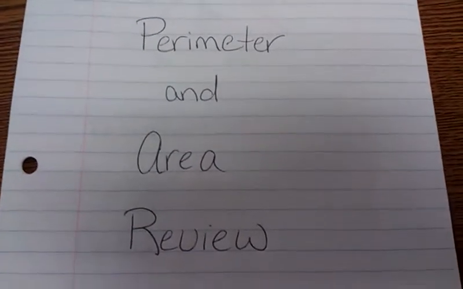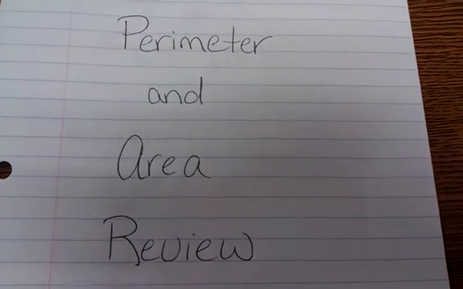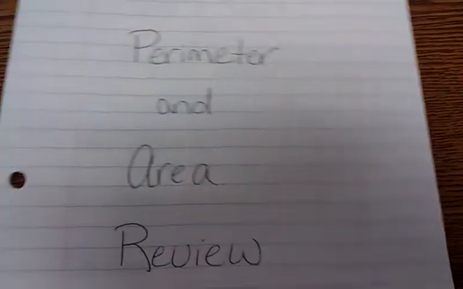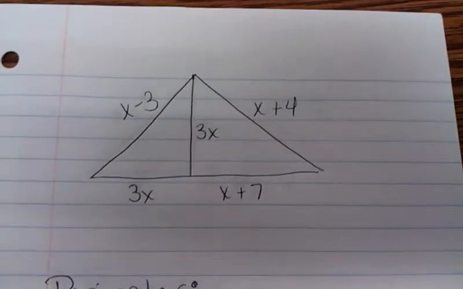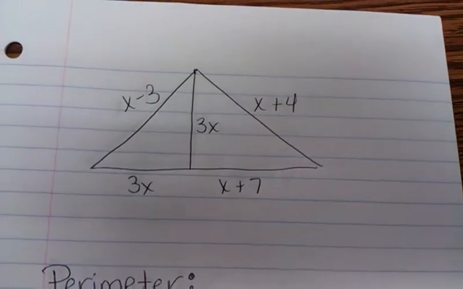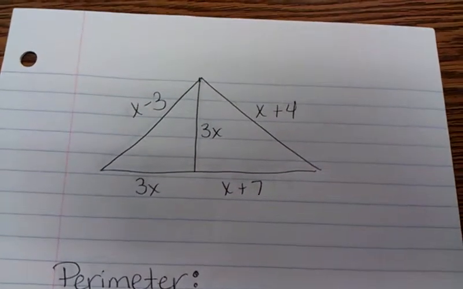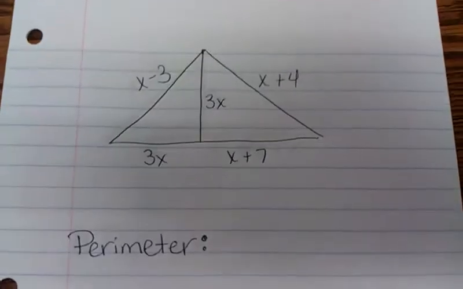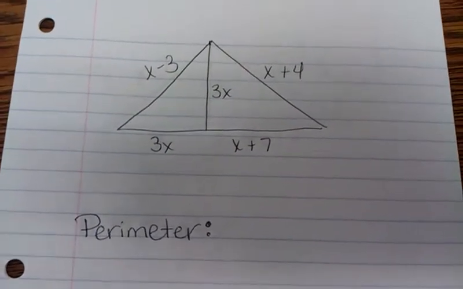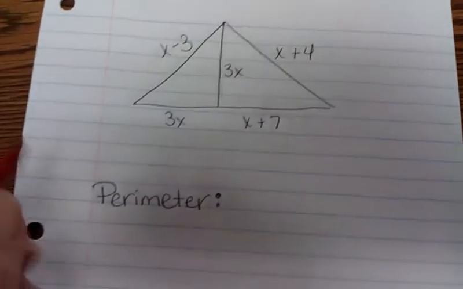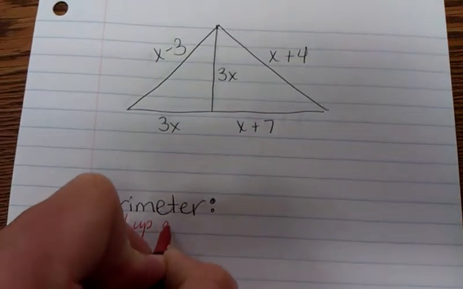In this video, we're going to review and go over perimeter and area for polynomials. First off, take a minute, pause the video, and copy down this triangle with all this information. Now that you've come back, we're going to find the perimeter of this triangle. Now remember, perimeter means to add up all sides.